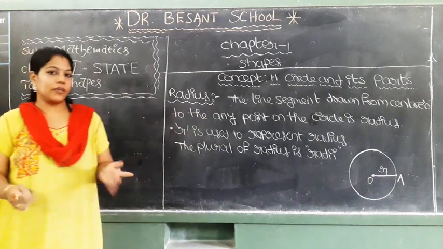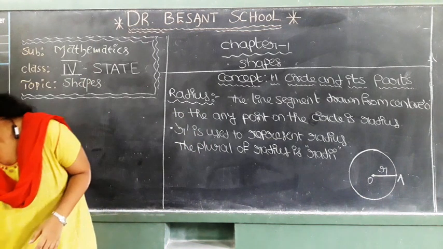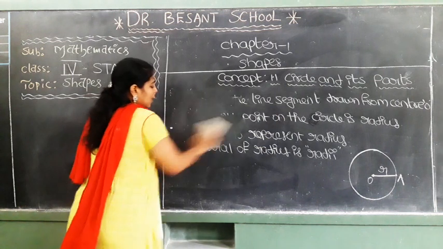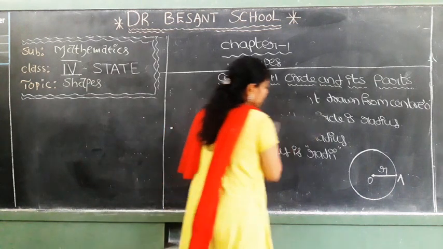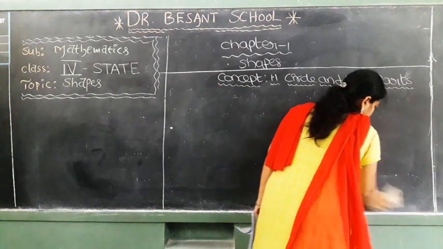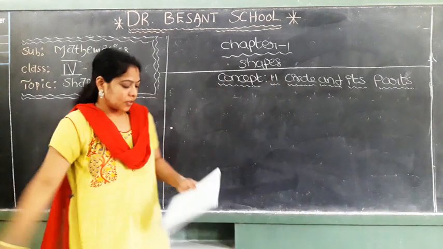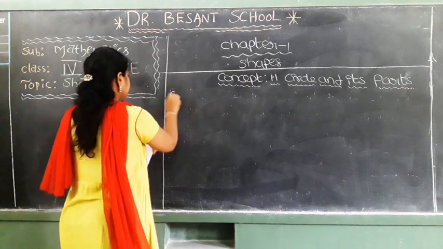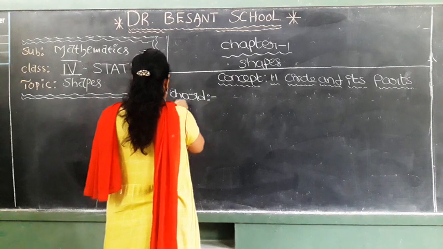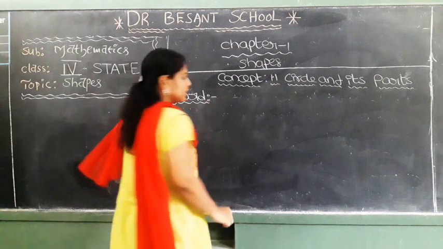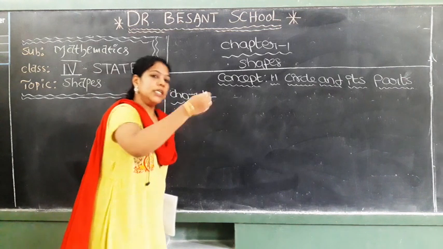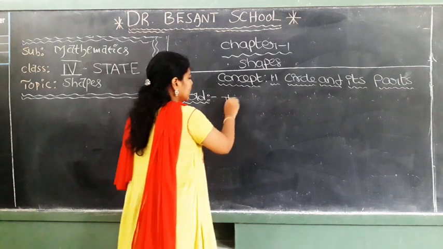Now we have to write down about the chord. Next part of the circle is chord. See, what is a chord? The line segment drawn between any 2 points on the circle. That only we have to write.